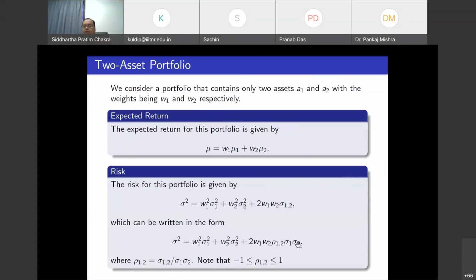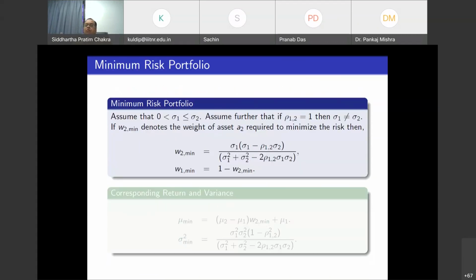Then if we have this fixed quantity, this relation for sigma square will just be a function of W1 square, W2 square, W1, W2, and so on. So it's a function of just W1 and W2. So your problem is to minimize this. Minimize this with respect to what? Minimize this with respect to W1 and W2. That means determine W1 and W2 so that sigma square is minimum. Why minimum? Because I want the risk to be minimum.